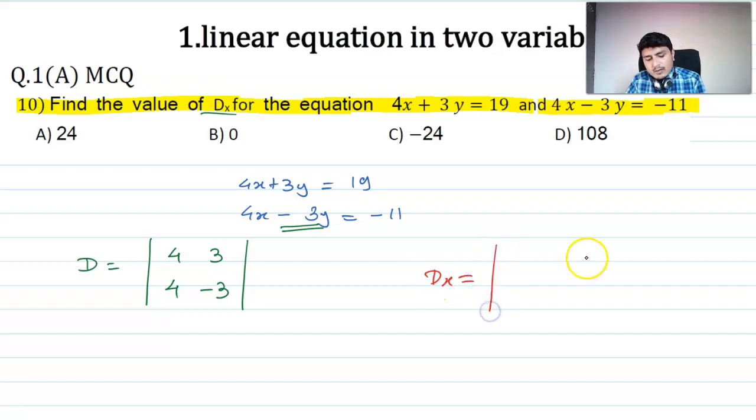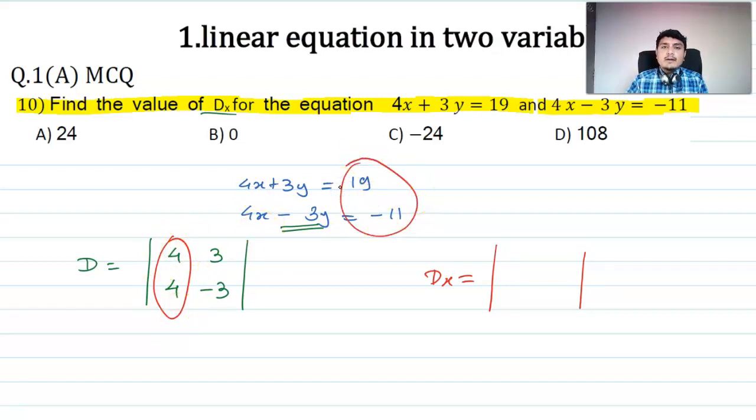Now how to write the elements under the determinant of dx? As per Cramer's rule, we have to replace the coefficients of variable x by the constants 19 and minus of 11. So the first column under dx is 19 and minus of 11. But what about the second column of dx? The coefficients of variable y remain unchanged. That means we have 3 and minus 3 as the second column.